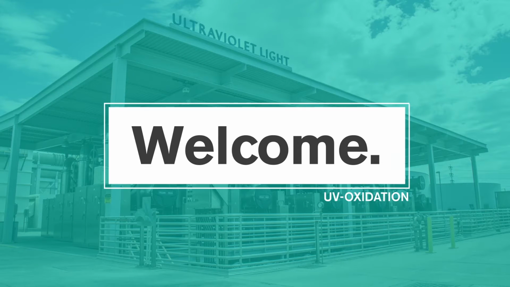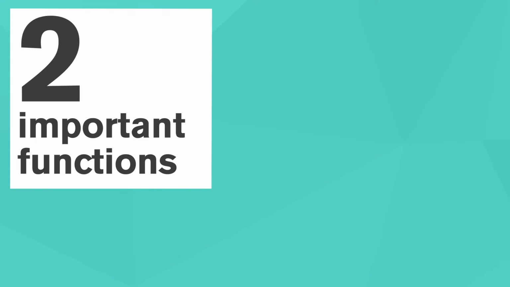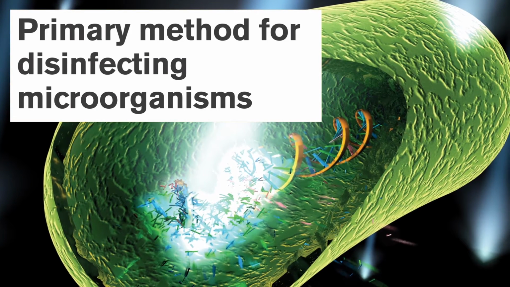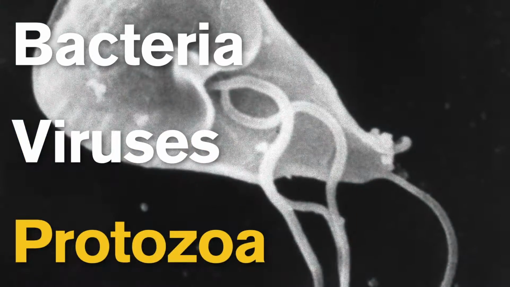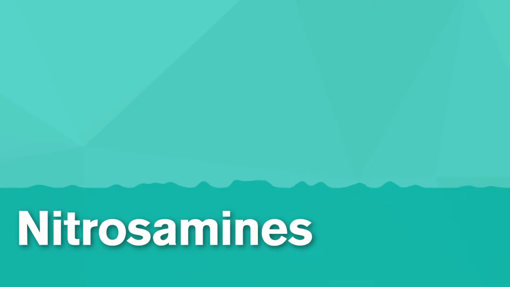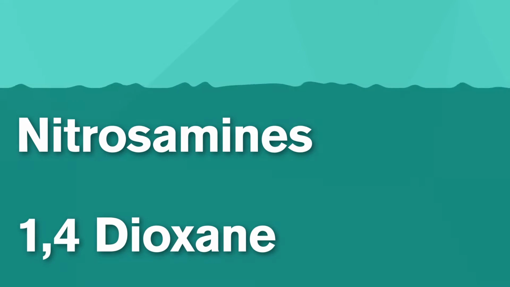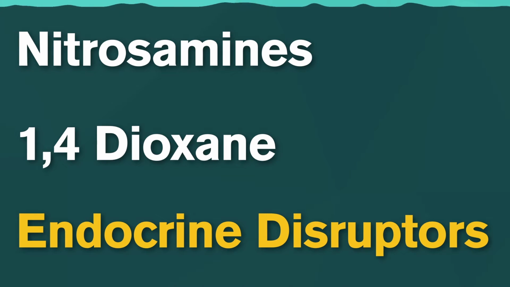Welcome to the UV oxidation stage of the advanced water purification process. This final stage serves two important functions. Firstly, it is the primary method for disinfecting microorganisms such as bacteria, viruses, and protozoa. Secondly, the oxidation function destroys micropollutants and chemical contaminants, including nitrosamines, 1,4-dioxane, and a wide variety of suspected endocrine disruptors, if they're present in the water.